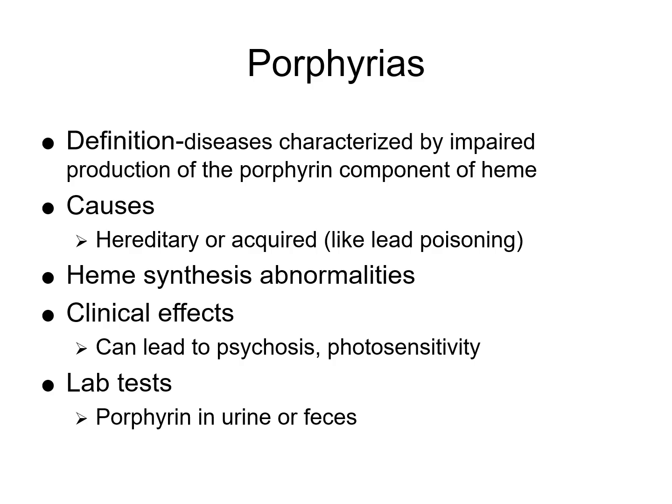Some clinical effects: symptoms vary, but they can include psychosis and neurological manifestations, and can also include photosensitivity, so they can have skin blistering and damage upon exposure to sunlight. For a laboratory test, we would do a detection of elevated porphyrins or porphyrin precursors in urine or feces, which will help to confirm the diagnosis.